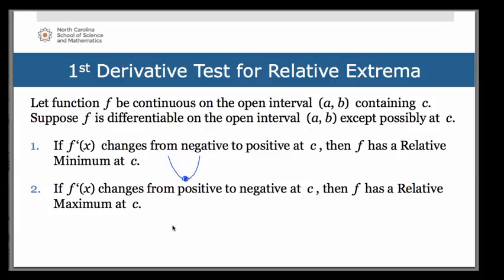If f prime changes from positive to negative at c, then we have a relative maximum at c. Again, it makes sense because if f prime is changing from positive, meaning the function's increasing, to the derivative being negative, meaning the function f is decreasing, at the top we have a relative maximum created.